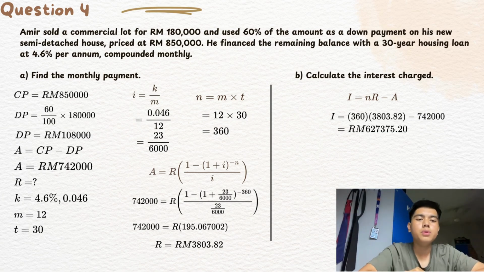360. We will be using the present value formula, and then we just put in the information that we got into the formula, and then we have the final answer, which is R is equal to 3,803 ringgit and 82 cents.